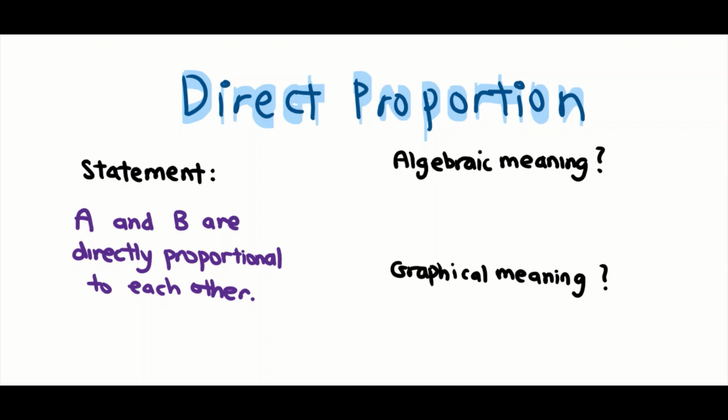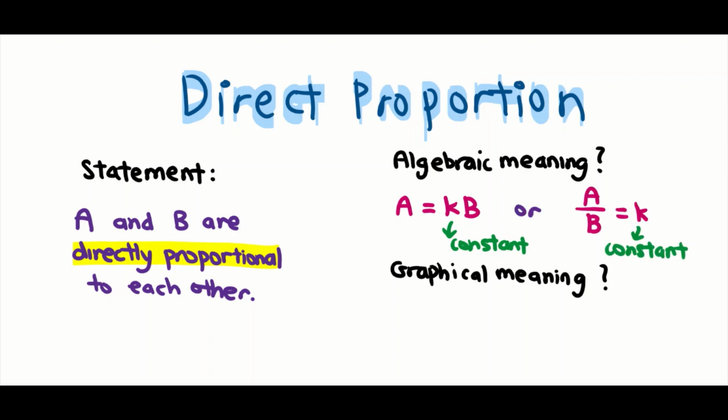Okay, so if I want to summarize direct proportion, there's going to be an algebraic meaning and a graphical meaning. If you ever see "A and B are directly proportional to each other," immediately you have to think of one formula. Quickly write down this formula: A equals KB, where K is a constant. Is there another way to write this formula? You can also write down A over B equals K, where K is a constant.